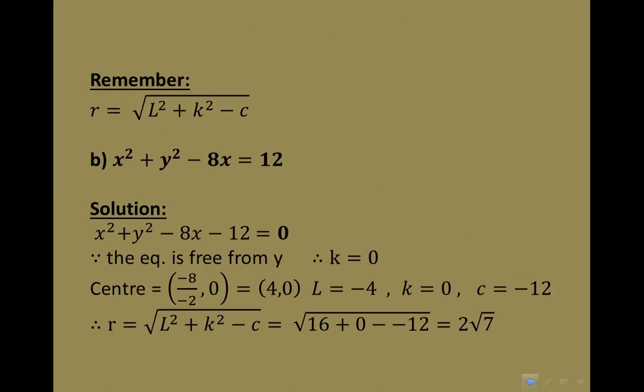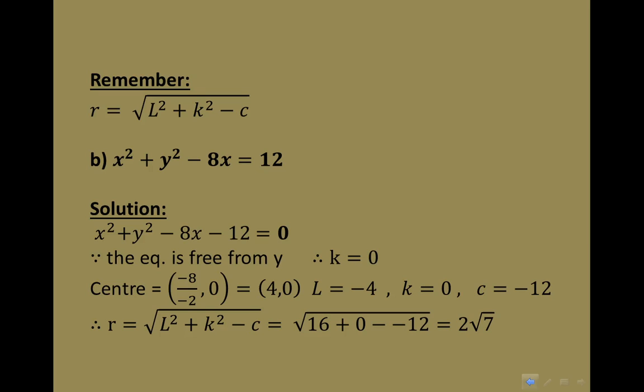Remember that R equals the square root of L squared plus k squared minus C. x squared plus y squared minus 8x equals 12. Then x squared plus y squared minus 8x minus 12 equals 0. Here the equation is free from y, then k equals 0. And the center of the circle is negative 8 divided by negative 2 equals 4, and 0.